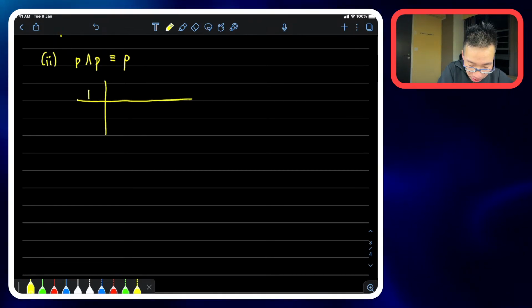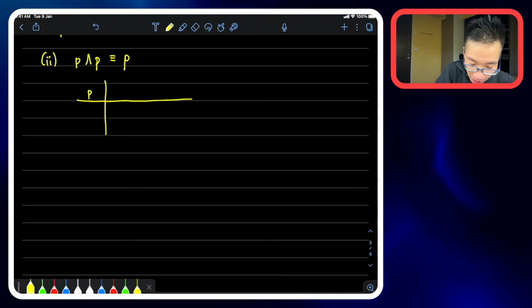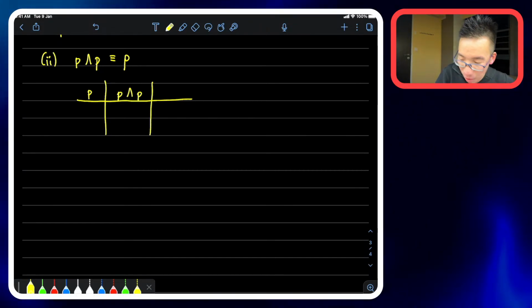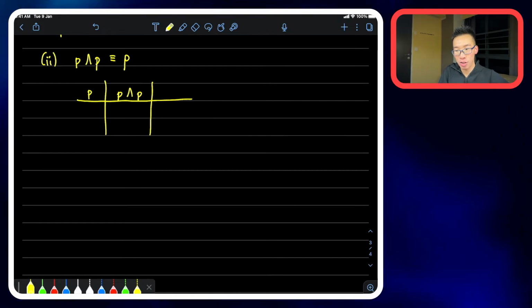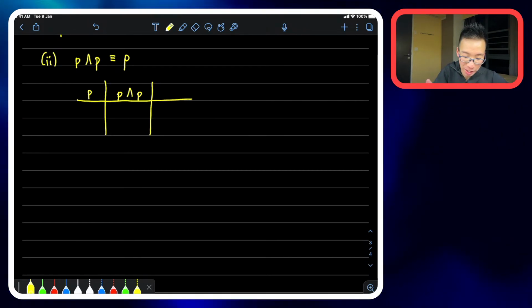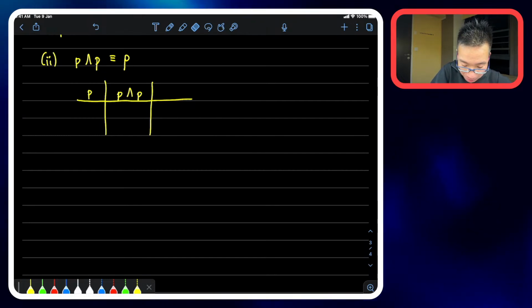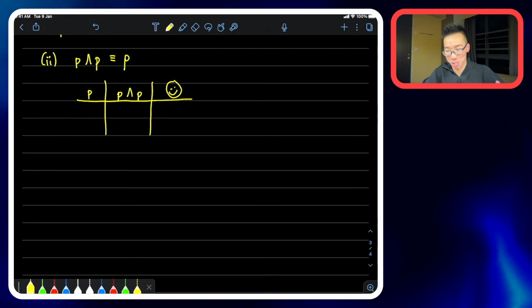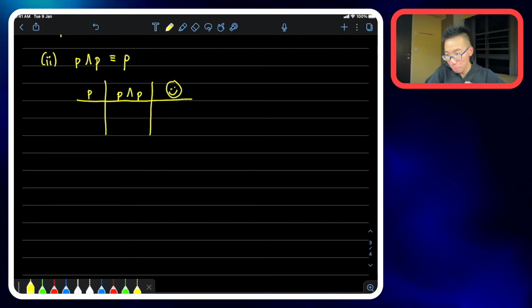We have the proposition P. We have the propositions that we want to build up. And we want to check whether they are true or false. In fact, these are the only propositions we care about. So let's just put a smiley face here. I don't know what to do with the extra space. So P could be true or false.